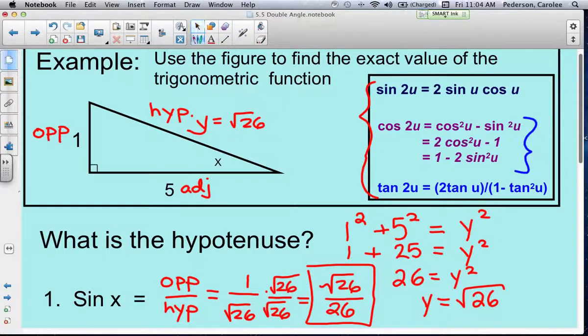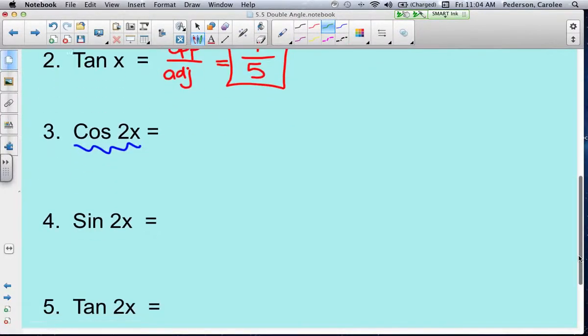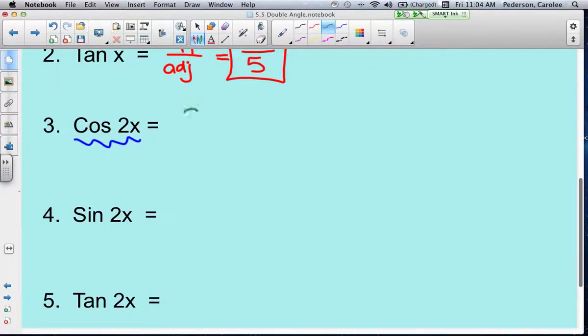Well, I'm going to go ahead and choose this middle one. 2 cosine squared of u minus 1. 2 cosine squared of x minus 1. So what this means is take 2 times the cosine of x squared, minus 1. Can we find the cosine of x? Yes. Remember, the cosine of x is adjacent over hypotenuse.